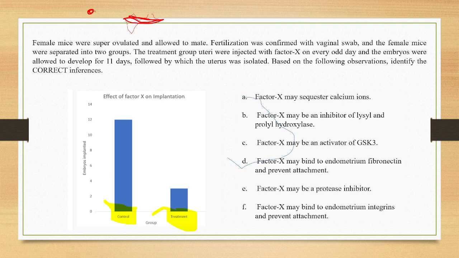So now we are trying to see what this treatment, factor X, could have done. Factor X was injected into the uterus of the treatment group female mice. It could have either sequestered all the calcium ions, or it could have inhibited the lysyl and prolyl hydroxylase. These two are correct. It could have activated GSK3 so that the implantation is inhibited. Then factor X may bind to endometrium fibronectin and prevent attachment.